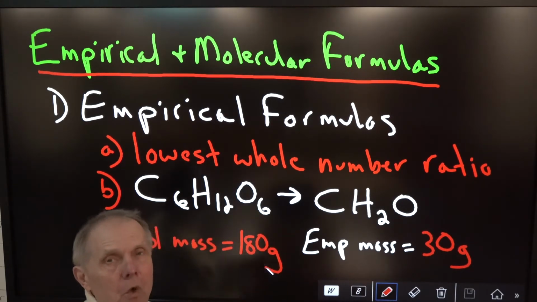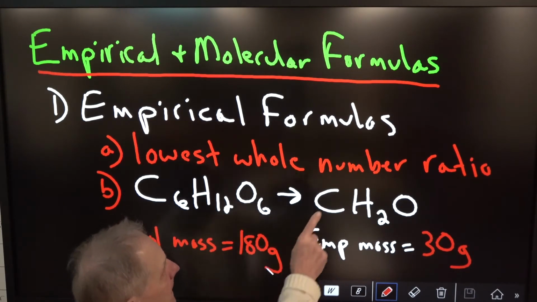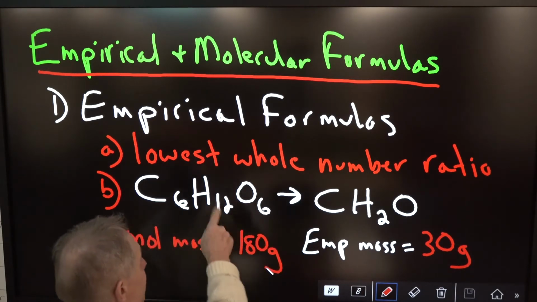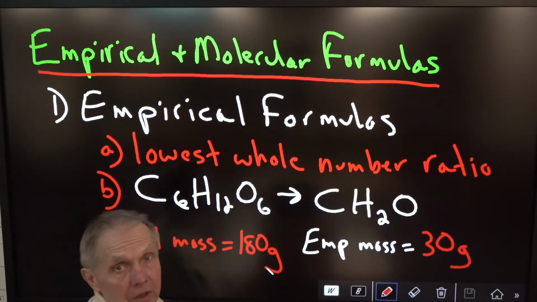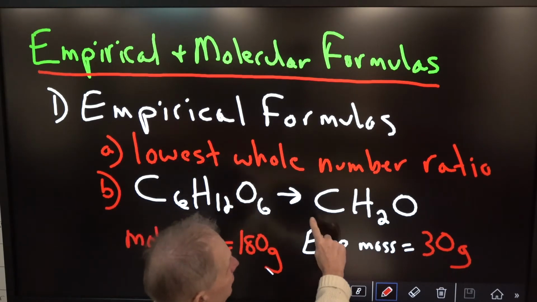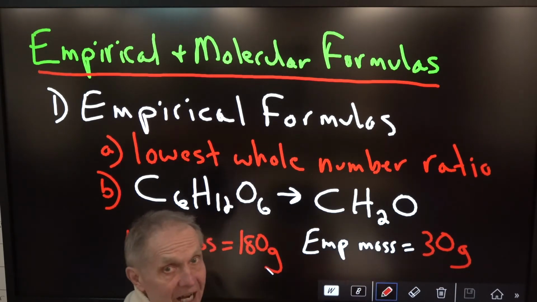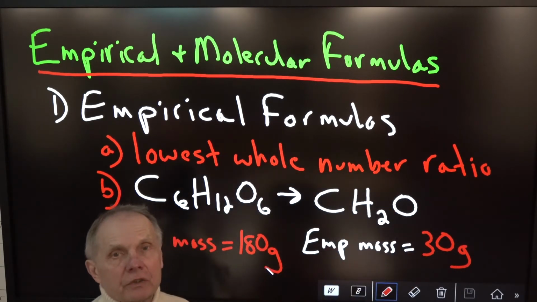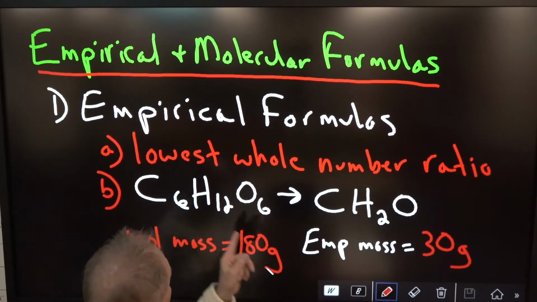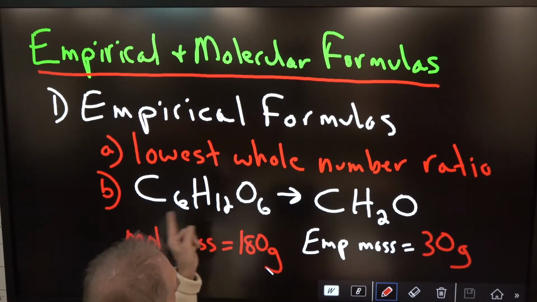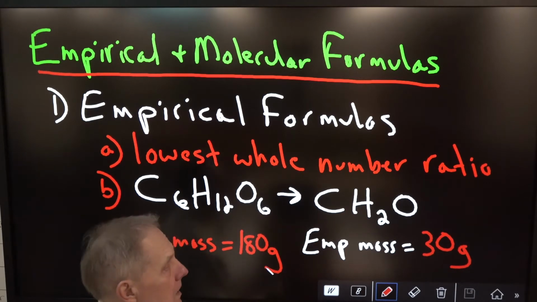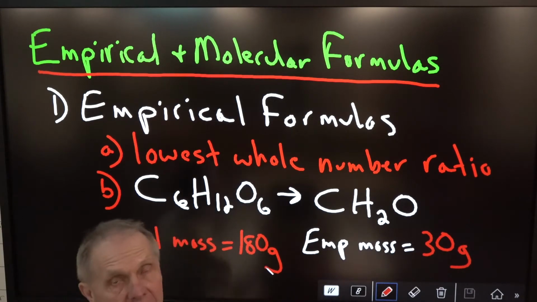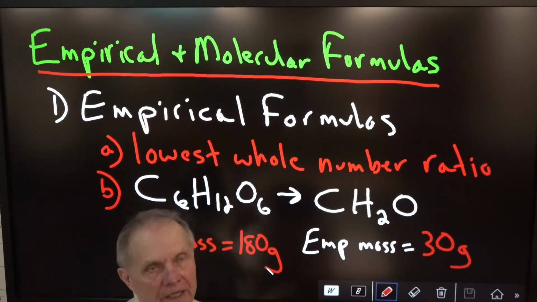So once again, we'll go over this more in just a minute. The empirical formula is the lowest whole number ratio. The molecular formula is a multiple of the empirical. The empirical mass just means you add up the atomic masses and you get that. The molecular mass is a multiple of the empirical mass. So I divided this by 6 to get the empirical formula. So in order to get the molecular mass, I multiply that by 6, get 180. But like I said, we'll go over this right now.